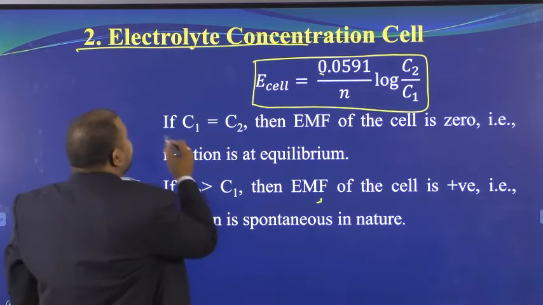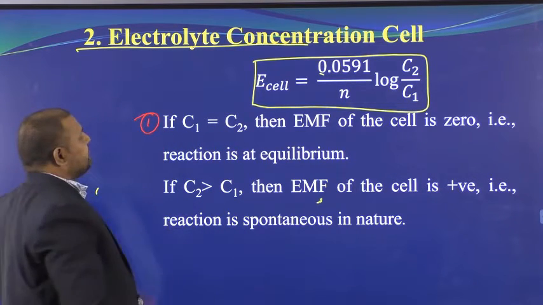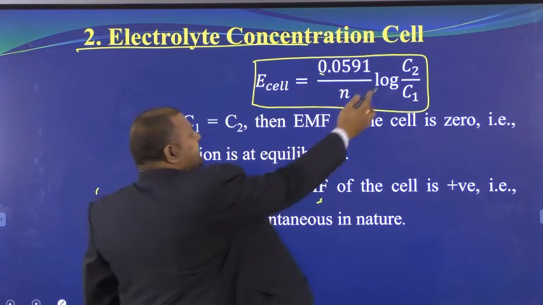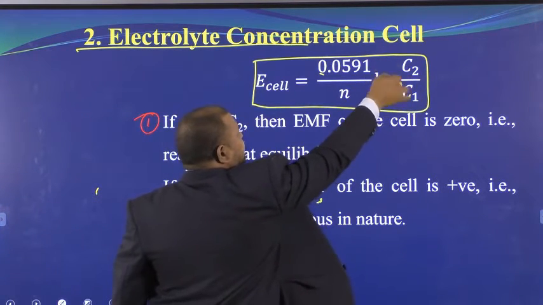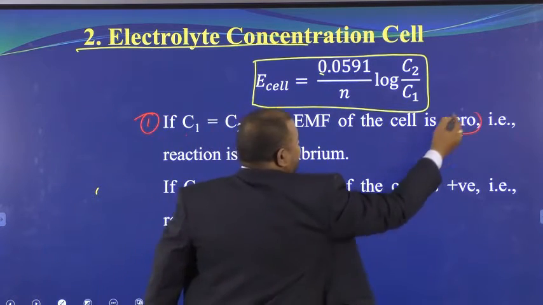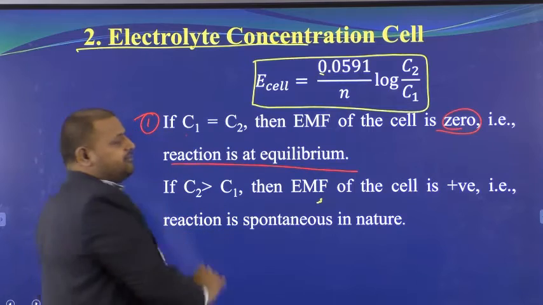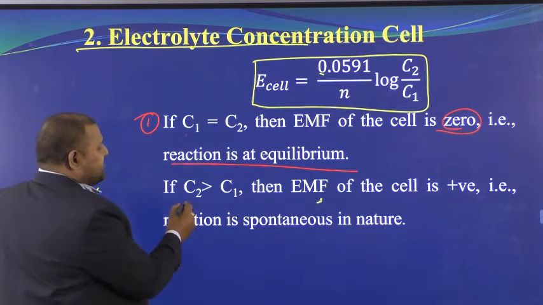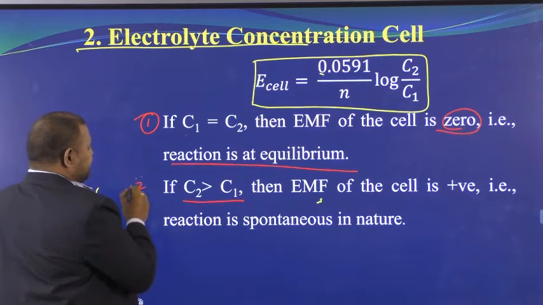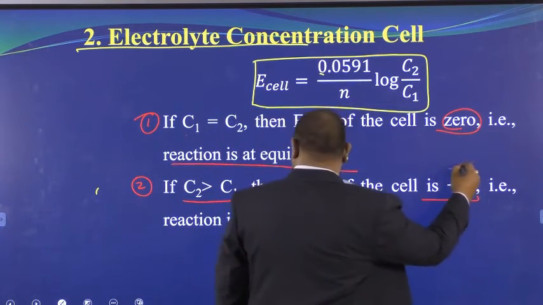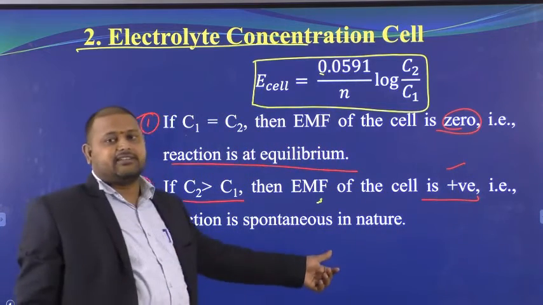Now the question is, if C1 is equal to C2, what happens? C1 equal to C2 means log 1, which is 0. So E cell is equal to 0. The cell is at equilibrium. Now if I want current, then what should I do? If C2 is greater than C1, then the EMF of the cell will be positive. That is, the reaction is spontaneous in nature.